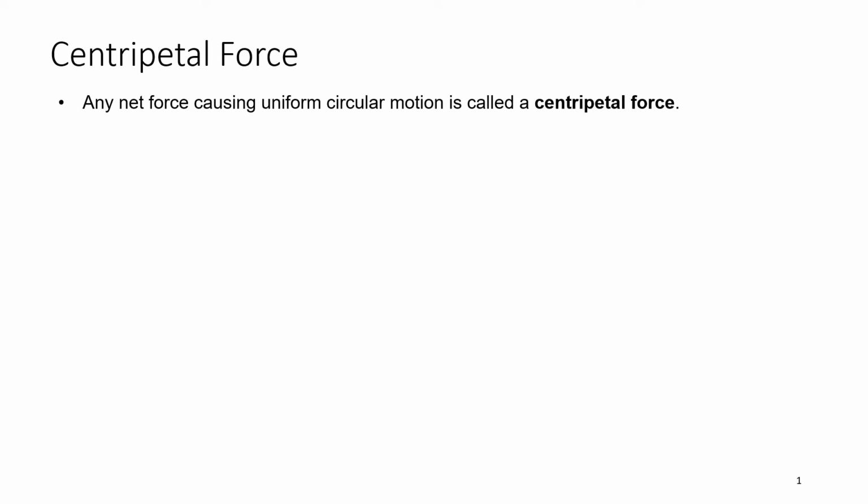Any net force causing uniform circular motion is called a centripetal force. The direction of a centripetal force is toward the center of curvature, the same as the direction of centripetal acceleration. According to Newton's second law of motion, the magnitude of centripetal force F sub c is m times a sub c, where a sub c is the centripetal acceleration.